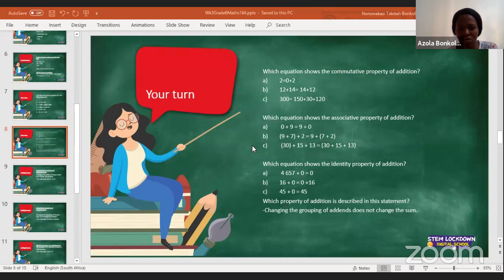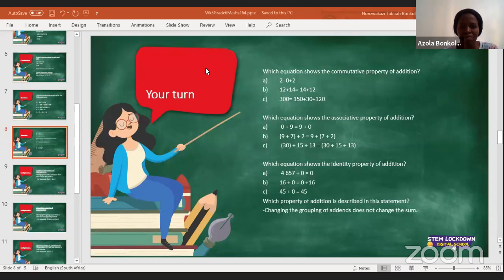And thank you to everyone who is participating on the chat box. All right, now the last one, which equation shows the identity property of addition? Which equation shows the identity property of addition?